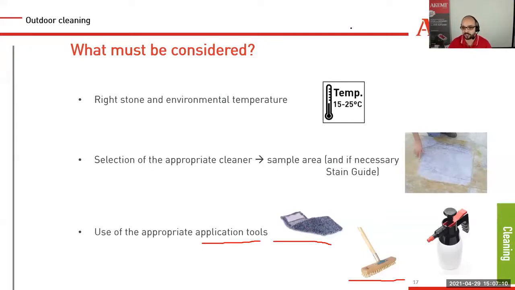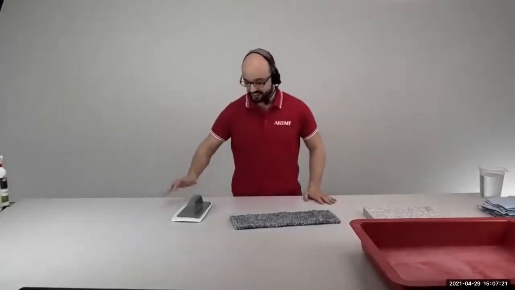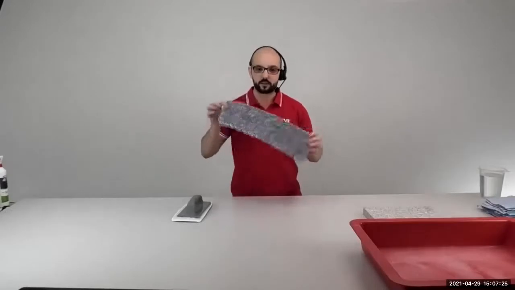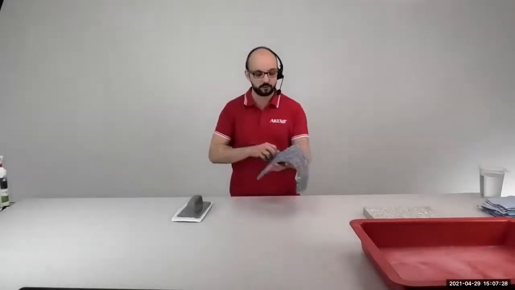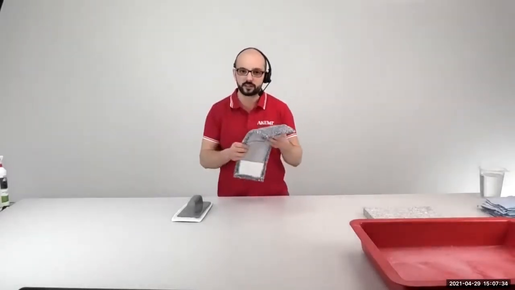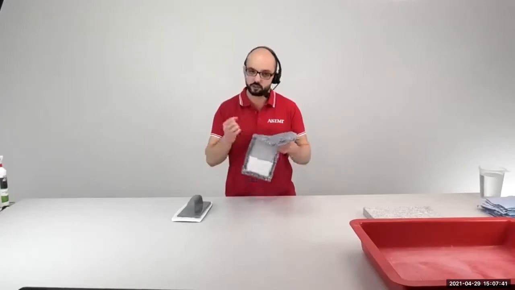So we will just switch the cameras. So here, hello again. This is the application table, so to say. And here you can see the scrub mop, which has a very rough surface. So you have the right grip on these rough surfaces, not only natural stone, but also ceramics, for example porcelain, outdoor porcelain, which is used.